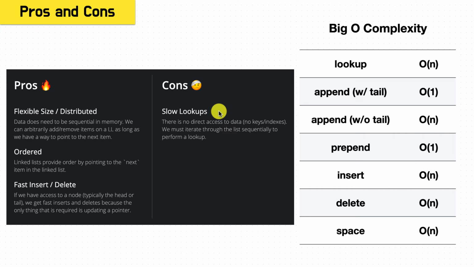The downside to linked lists is that we have slow lookups. We don't maintain keys or indexes that allow us to access items. So if we do want to reach a specific item, we must iterate from the head and get there in O of n linear time. This also means that if we want to insert or delete at this item, this will also then degrade to O of n linear time because we had to iterate there. We only get that constant time insert and delete if we already have access to a pointer at that location.